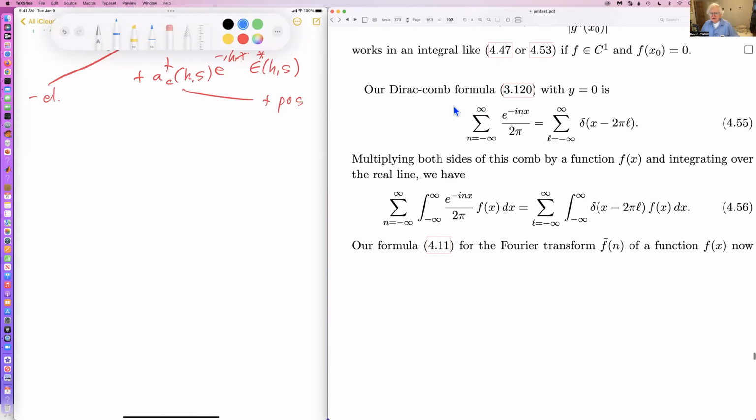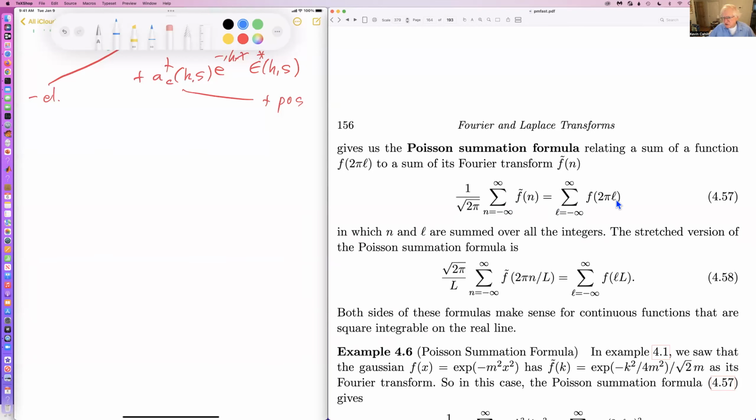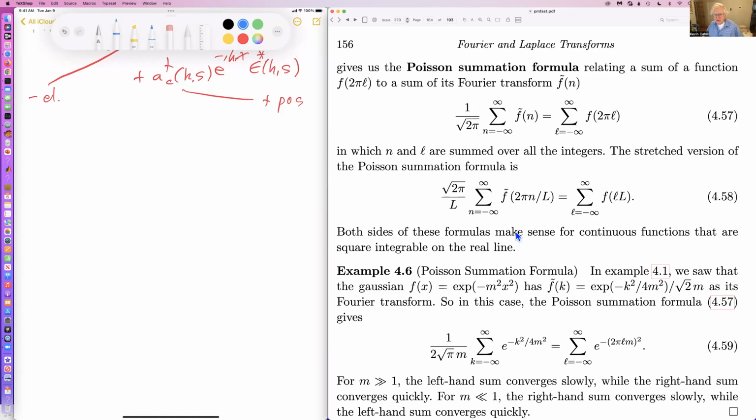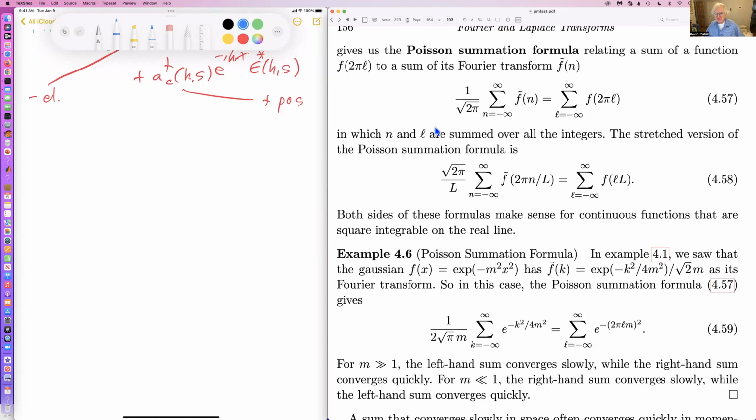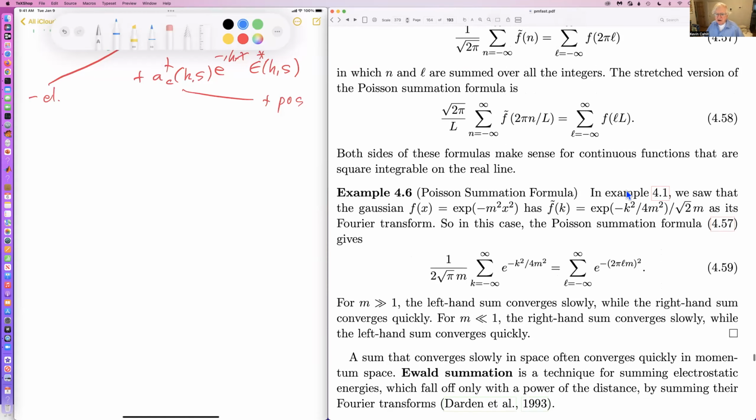If we set y equal to 0 in the Dirac comb, we get this expression, and integrating over it, we get that sum. And that gives us what's called the Poisson summation formula, namely the function evaluated at 2 pi L summed over L is equal to 1 over root 2 pi times the Fourier transform evaluated at N, where N and L are both summed over the integers. And in the stretched version, what you get is this expression.